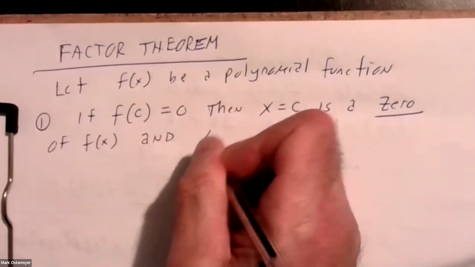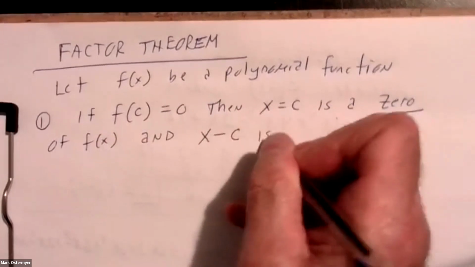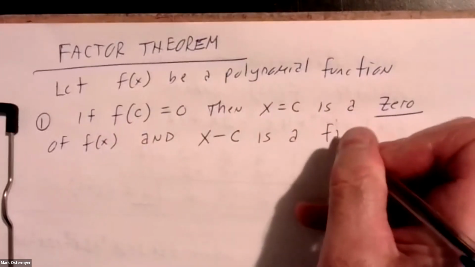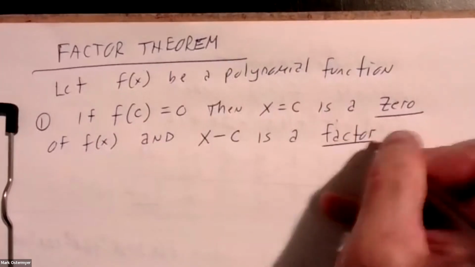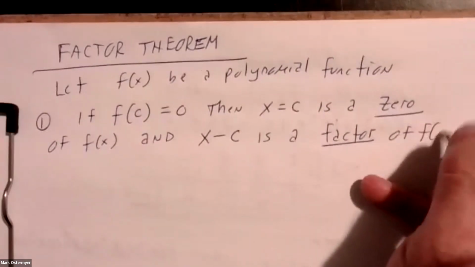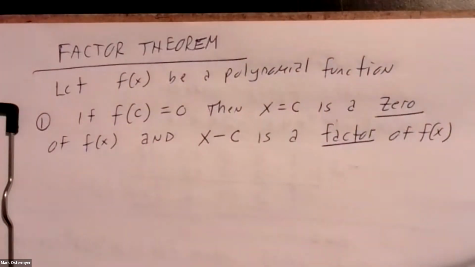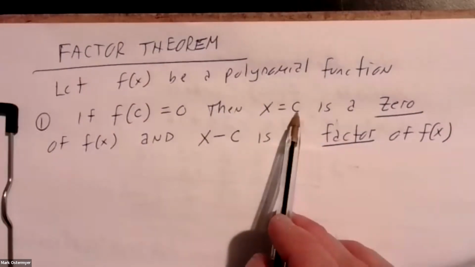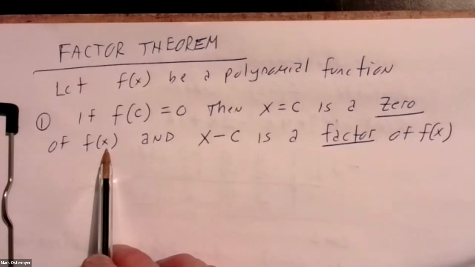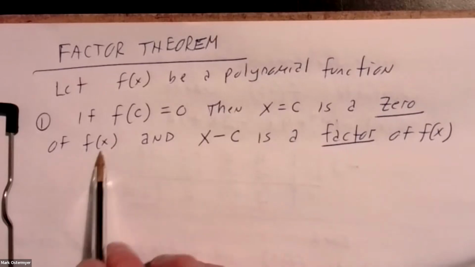And x minus c is a, you ready for this? It's a factor of f of x, guaranteed by this theorem. If c is a 0 of f of x, a polynomial function, then x minus c is a factor of that polynomial.